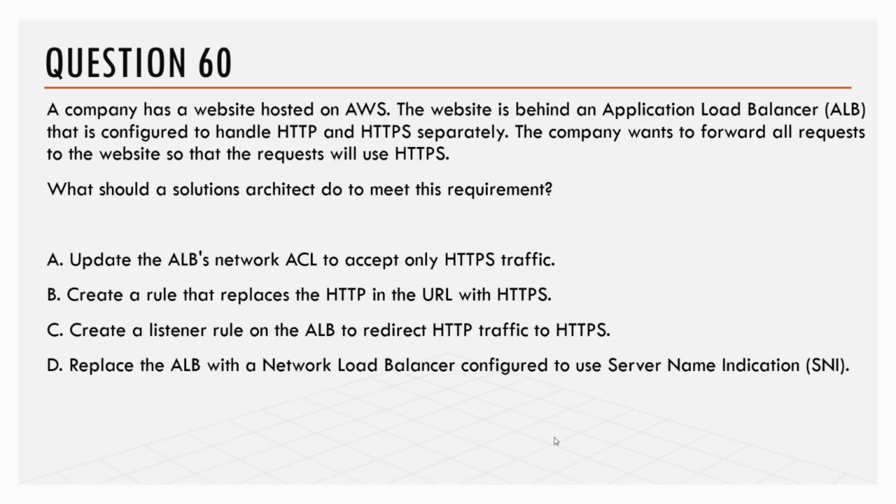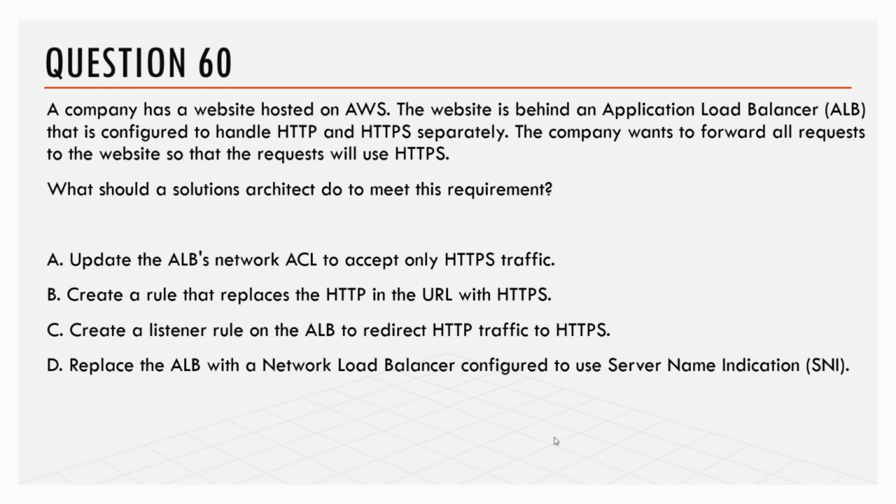Question number 60. A company has a website hosted on AWS. The website is behind an ALB, Application Load Balancer, that is configured to handle HTTP and HTTPS separately. The company wants to forward all requests to the website so that the requests will use HTTPS. What should a solution architect do to meet this requirement? And the options are: A.